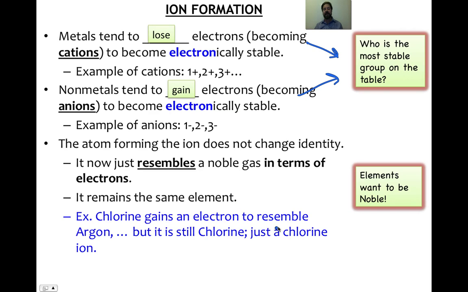So if chlorine gains an electron to resemble argon, it's still chlorine, just a chloride ion. So chlorine was atomic number 17. If it gets another electron, instead of 17 electrons, it has 18. So it has 1 more negative charge now than it has positive charge. So chlorine is going to be the chloride ion, and it's going to have a 1 minus charge, and most people just write the negative for 1. You don't have to put the 1 in, but you can. All of these atoms want to be like the noble gases, group 18 elements.